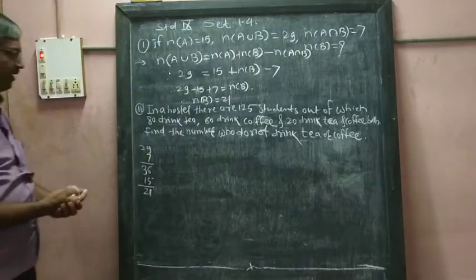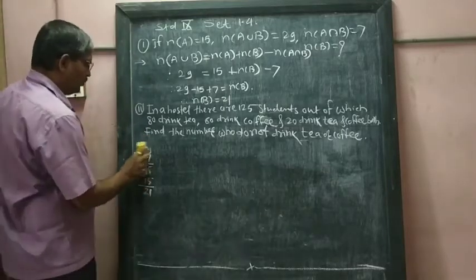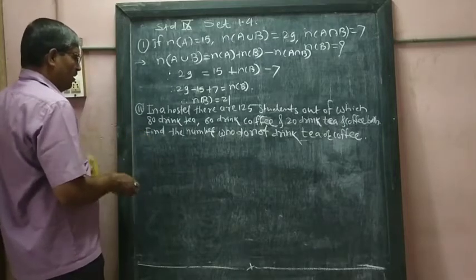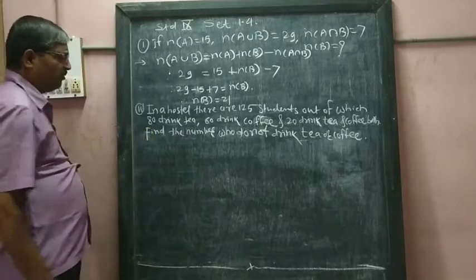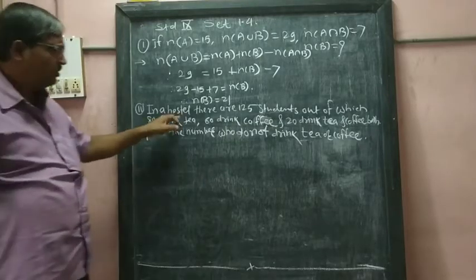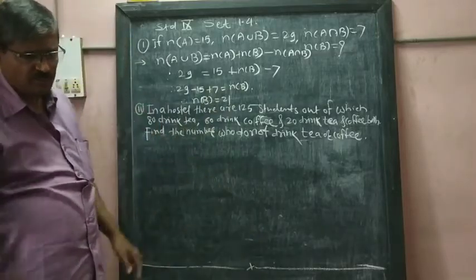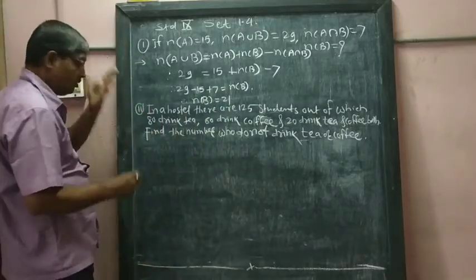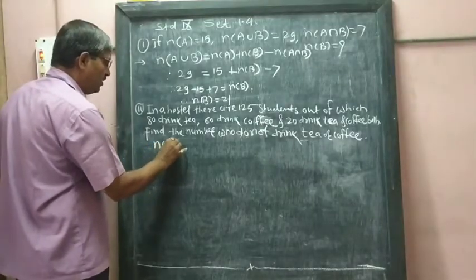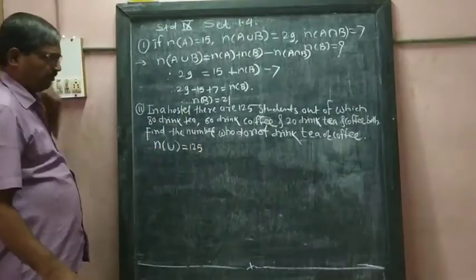So in a similar way we will see question number 2. I am just going to read question number 2. We will find which terms are given and what we want to find. In a hostel there are 125 students. How many students are there in the hostel? 125. It means the total number of students is given, so the universal set is given to you as 125.